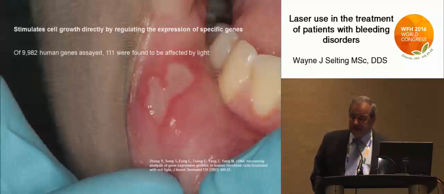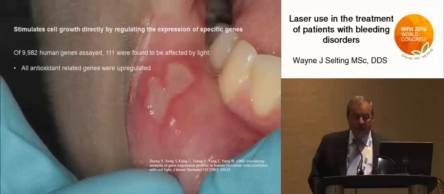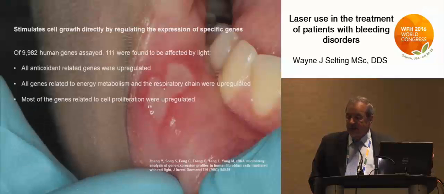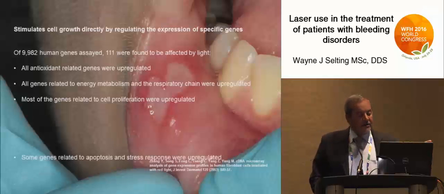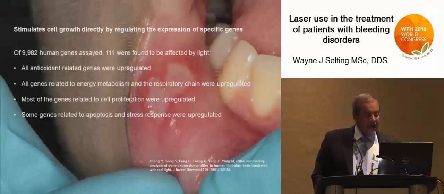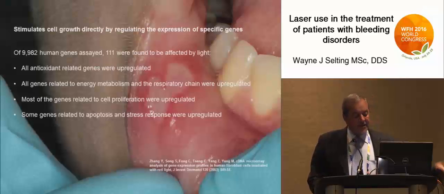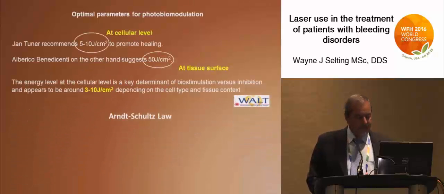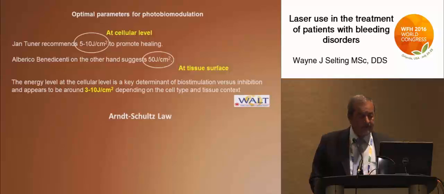Here is an interesting study of about 10,000 genes. Only about 110 were found to be affected by light, but look at them. All antioxidant-related genes were upregulated. All genes related to energy and metabolism, the respiratory chain, upregulated. Most of the genes related to cell proliferation were upregulated, and some relating to apoptosis and stress response. And remember the word stress response because we're going to get to that again in a minute. All of those were upregulated.